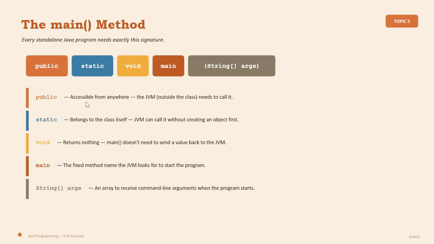This is usually the most difficult keyword for beginners to understand. To use a normal method, Java first needs to create an object of the class. But when a program starts, no object has been created yet. So the JVM needs to run the main method immediately. So making the method static allows the JVM to call it directly through the class without creating an object first.